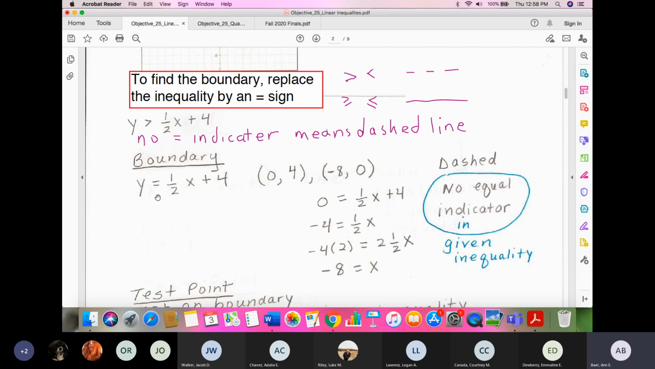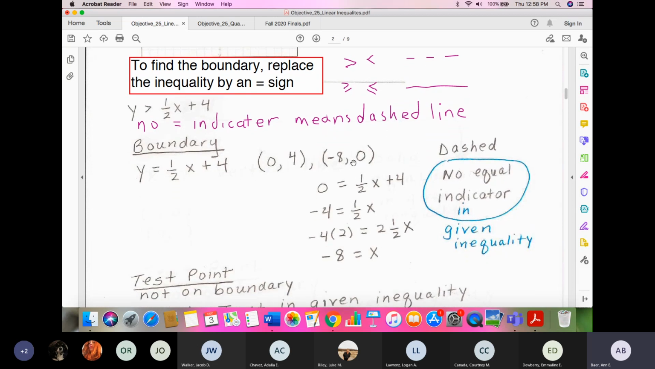We are graphing a boundary. The boundary is a line. 2 points determine a line. It's usually easiest to put 0 in for x and 0 in for y. Not always, but usually. So let's put 0 in for x. If I put 0 in for x here, we get 0 times 1/2, which is 0, plus 4 is 4. So we're going to have y equals 4. So I put 4 in for y.